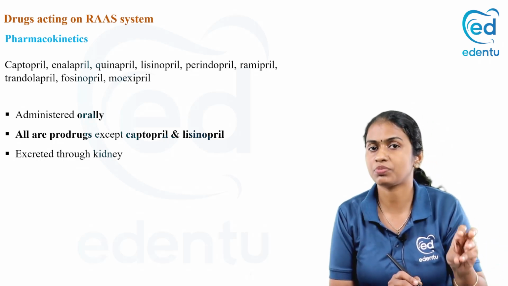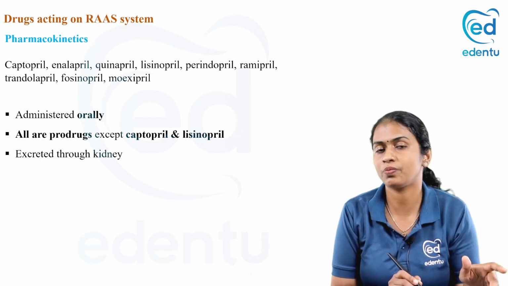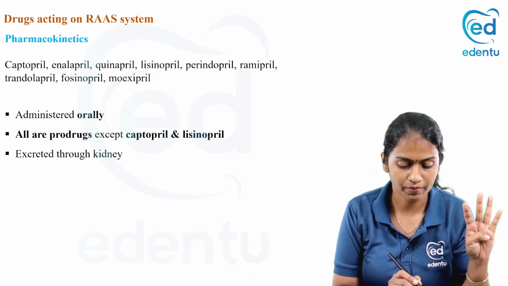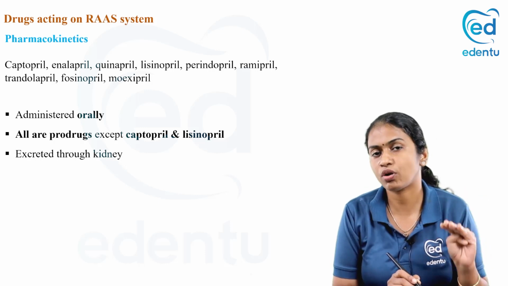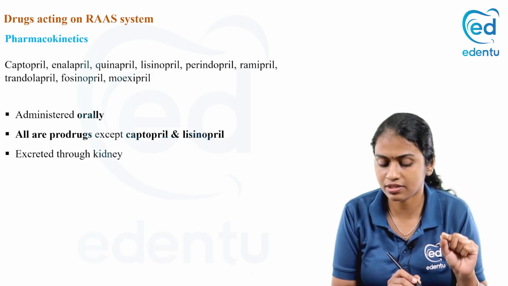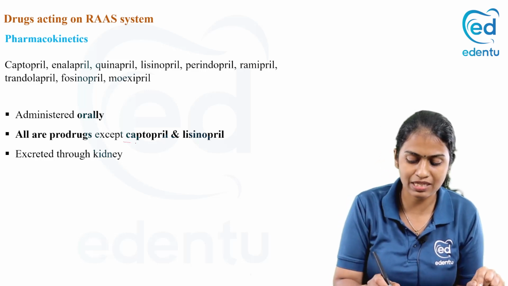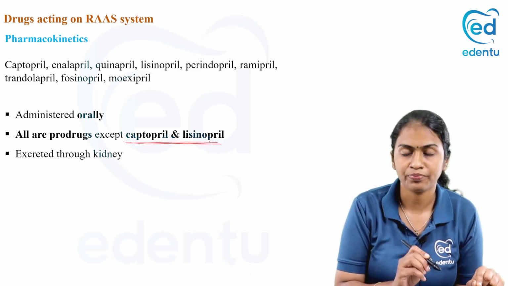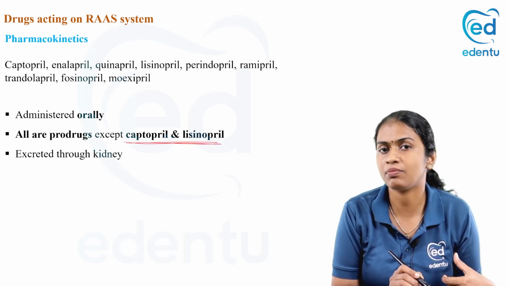Which are the drugs? Captopril, enalapril, lisinopril. At least remember 4 drugs. How do we give it? The important pharmacokinetics: we give it orally. All of these agents are prodrugs except captopril and lisinopril. So they're getting activated in the body.